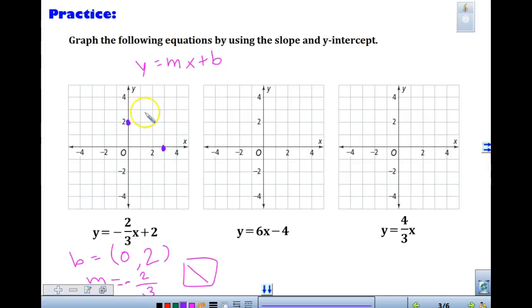And then we can also go the other way. So we can go up 2 and to the left 3. And the reason we can do that is negative 2/3 is the same as 2 over negative 3. That would be the same as rising 2 and going to the left 3. So we connect our lines.